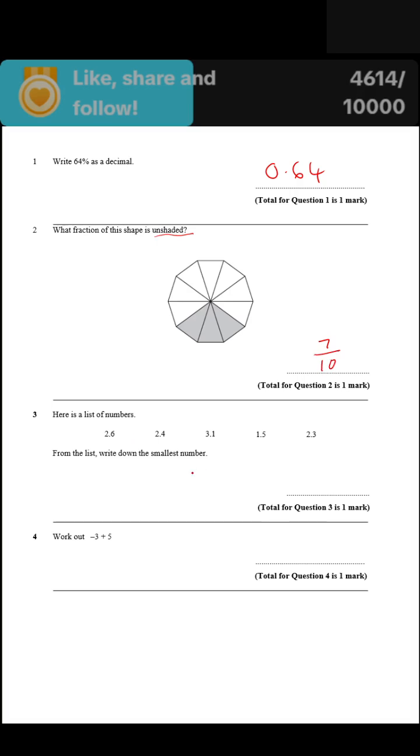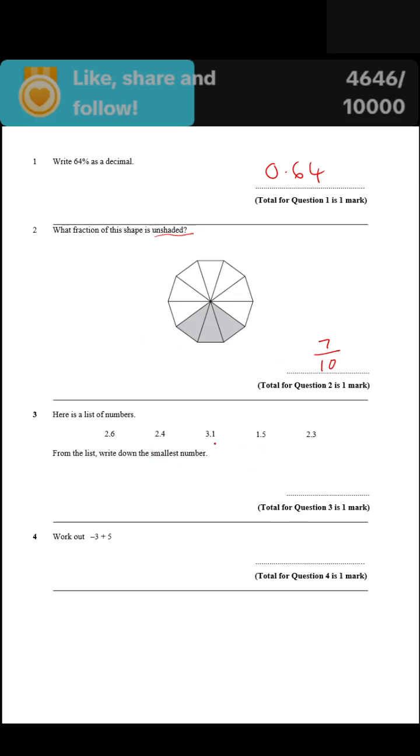On to question 3. So here are some numbers. We want to list those starting with the smallest. Now, just one bit of advice. If it says start with the smallest, it's just so that people don't get confused about which way to do it. If you were to mistakenly do it from biggest to smallest, you still get the mark, because the skill that they are testing here is can you order numbers. So it doesn't matter if it's smallest to biggest or biggest to smallest.